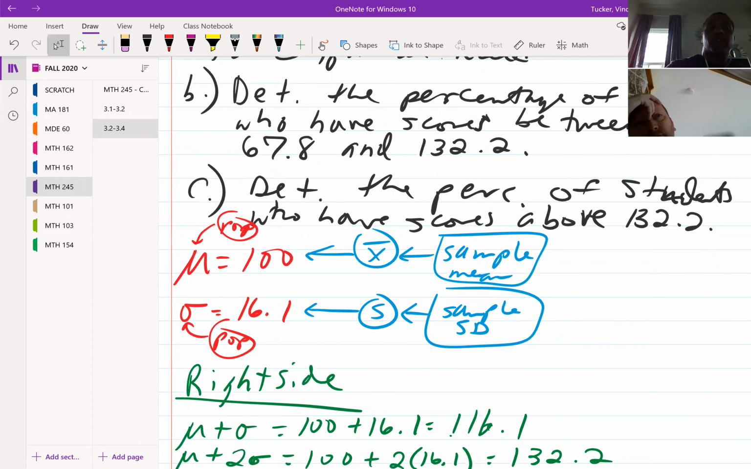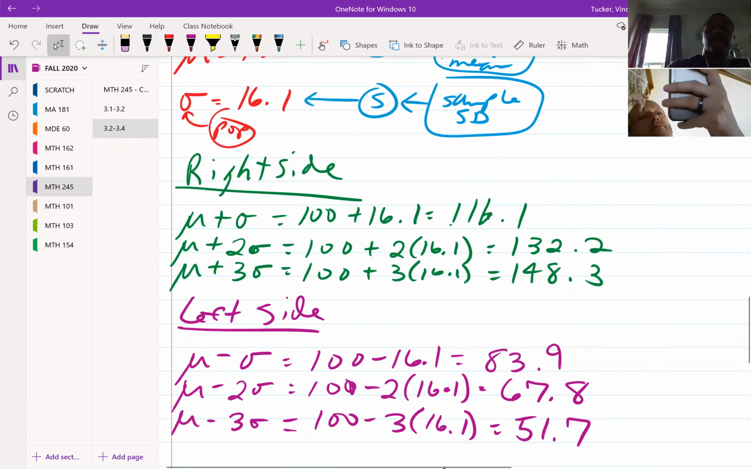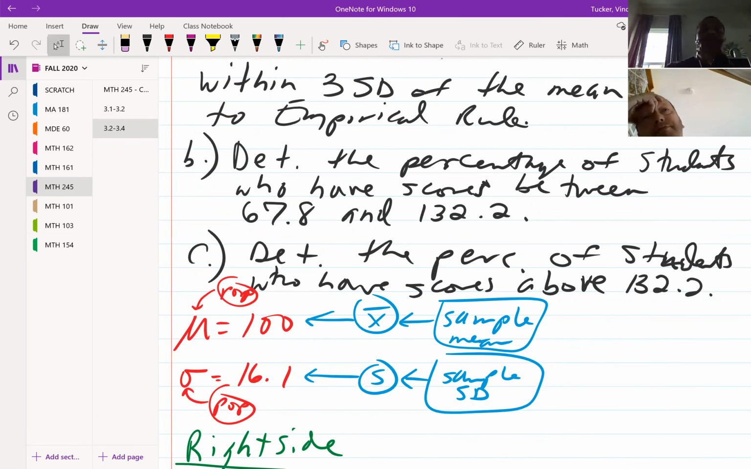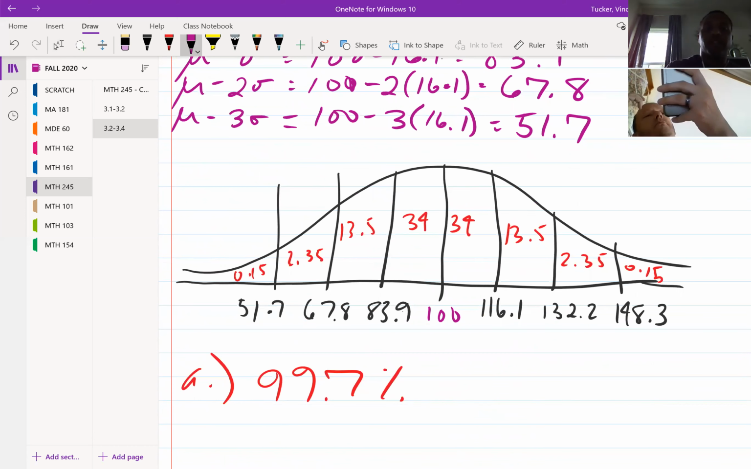All right. Questions on A? Okay. So B, determine the percentage of students who have scores between 67.8 and 132.2. So 67.8 is right here. 132.2 is right here.